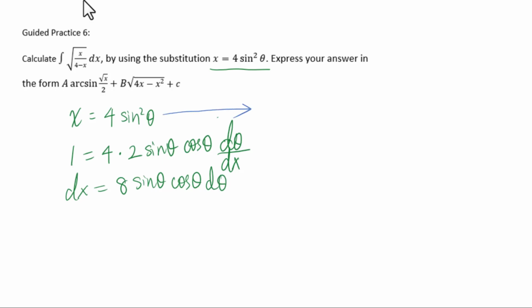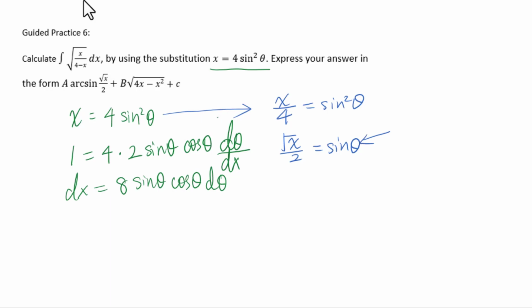Then from x equals 4 sine squared theta, we can work out sine theta. x over 4 equals sine squared theta. Square root both sides. Square root of x over 2 equals sine theta.